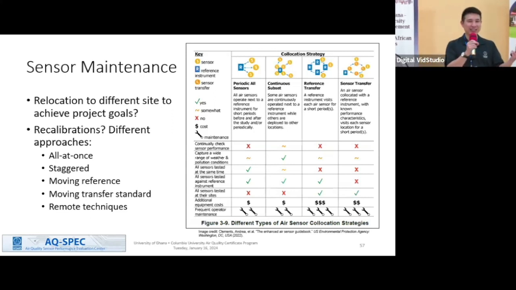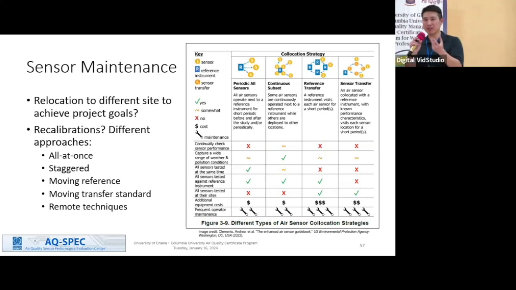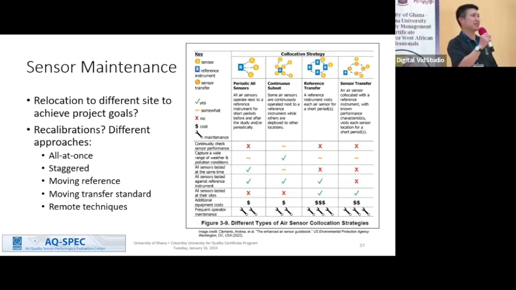If you have a golden sensor, maybe the golden sensor can travel around to the different spots and you can adjust all the deployed sensors against the golden sensor that gets to move around. And that's the same thing as that last column, sensor transfer.